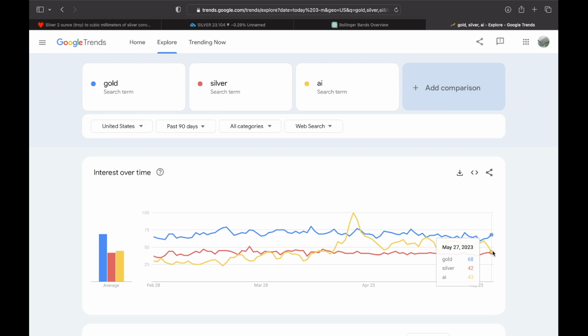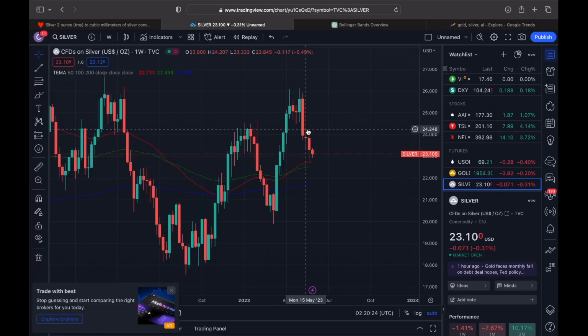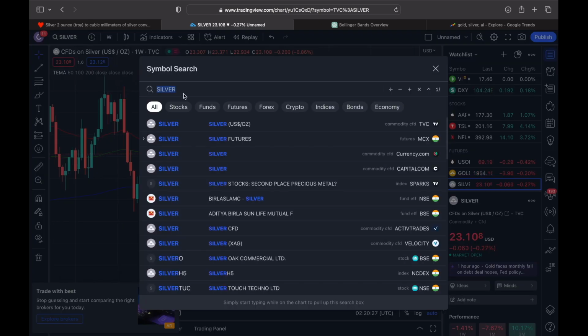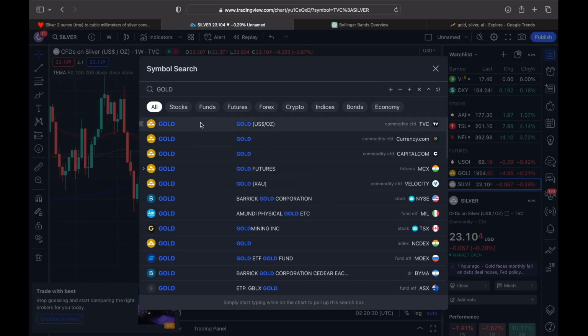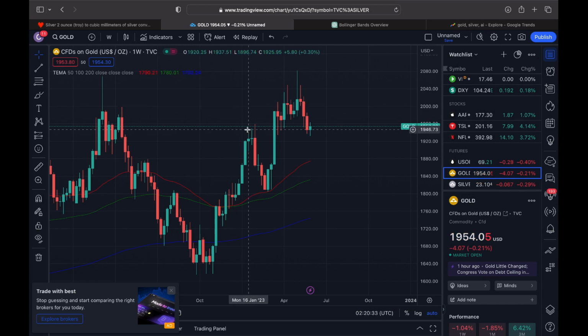It's actually been coming down lately, but silver also pretty steady, very steady. I'm surprised we didn't see an uptick in silver recently when gold was pumping hard. I'm surprised we're not seeing it peak real hard either in the last 90 days. But as you can see, gold is definitely above silver and AI. So fascinating information. Let's go ahead and take a look at gold and some of the indicators that we looked at for silver.